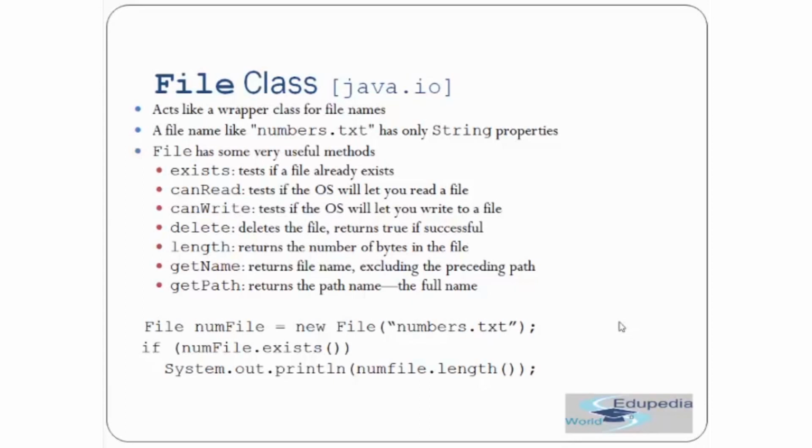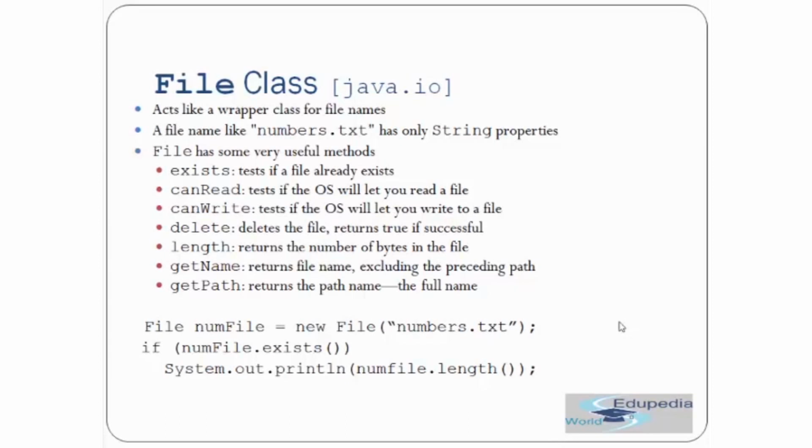For example, exists. This tests if the file already exists. Then we have canRead. This tests if the operating system will let you read the file. Then we have canWrite. This tests if the operating system will let you write the file. Then we have delete. This actually deletes the file and returns true if successful. Then we have length. The length method returns the number of bytes in the file.